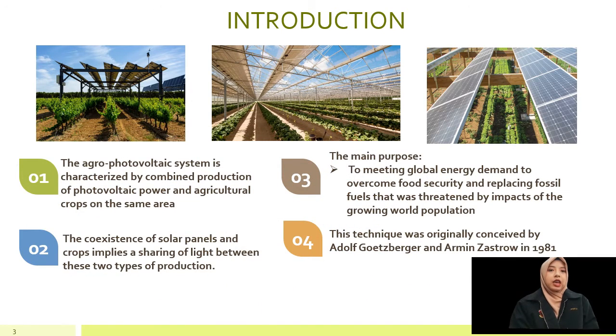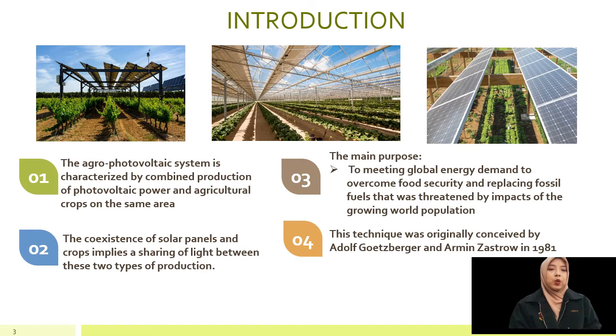For the introduction, Agro Photovoltaic System is the combined production of photovoltaic power and agricultural crops on the same area. The coexistence of solar panels and crops implies a sharing of light between these two types of production. The main purpose of creating agro-photovoltaic is to meet the global energy demand, overcome food security issues, and replace fossil fuel, which is threatened by the impact of the growing world population.